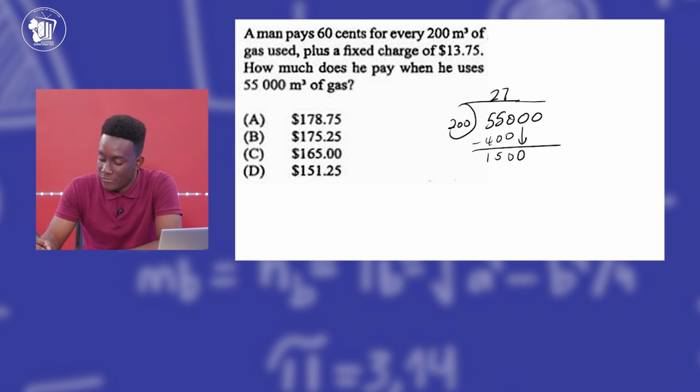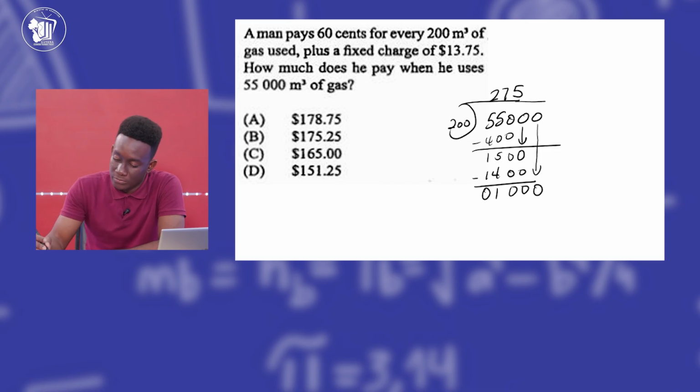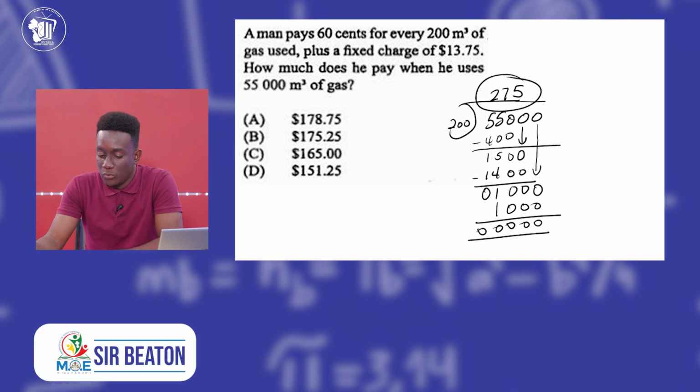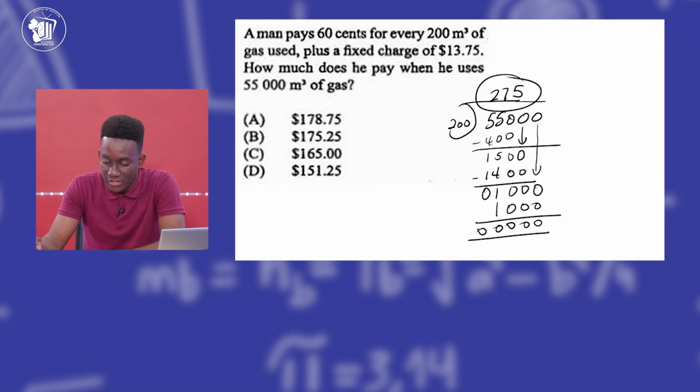So 200 times 7 would be 1,400. So we subtract: 0 from 0 is 0, 0 from 0 is 0, 4 from 5 would be 1, 1 from 1 would be 0. So we have 100 and we bring down the 0. So we'll have 1,000. So 200 can go into 1,000 5 times. So 200 times 5 would be 1,000. So this would just be 0, 0, 0, 0, 0. So this is the amount of 200s we can find in 55,000.